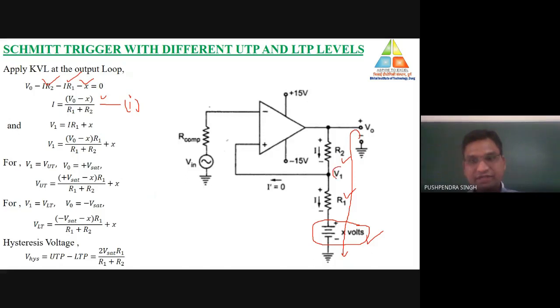Now what is this V1? V1 is equal to the total voltage drop across this particular path. So the voltage drop is I into R1 plus X, so I into R1 plus X is equal to V1. From equation number 1, substitute the value of I. So V1 will be V0 minus X into R1 divided by R1 plus R2 plus X. So this is the value of the V1 voltage source.